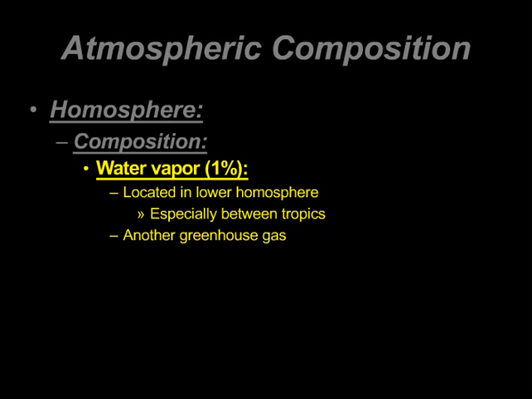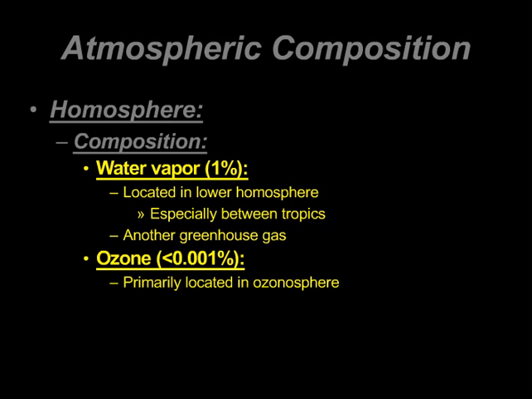Next up is water vapor. Water vapor, just pretty much think of it as clouds. Especially in the lower hemisphere, we're going to find more quantities of water vapor than the upper levels of the hemisphere, especially between the tropics. And so if you look at a world map, a real-time map of water vapor on Earth, you're going to see a huge amount there in between the tropics. And water vapor is another greenhouse gas, and I'll come back in a future video lecture and once again explain what a greenhouse gas is.